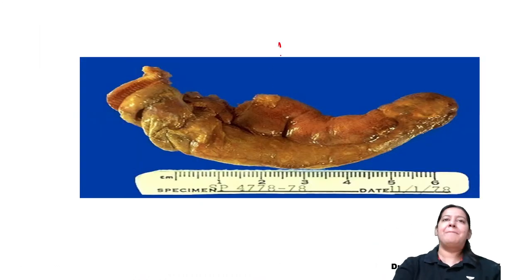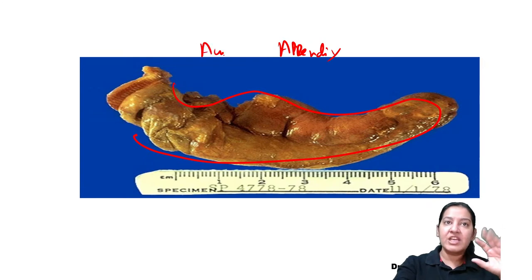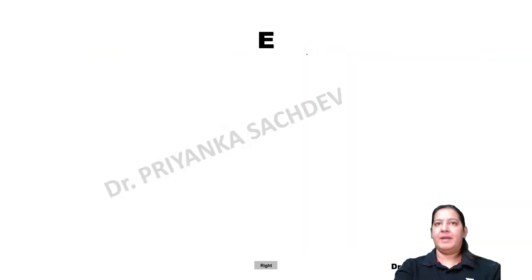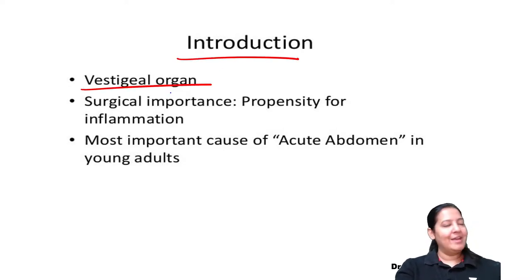So this is the appendix. You can see in this appendix, the wall is thickened. The appendix is reddish, congested in color. So it is a case of acute appendicitis. Acute appendicitis. Give me a thumbs up. So what is acute appendicitis? The appendix is a vestigial organ. Do you agree? Yeah, now you all agree. It is a vestigial organ.